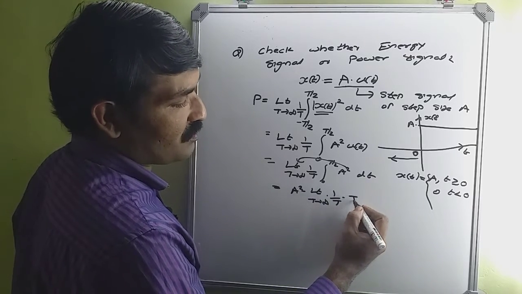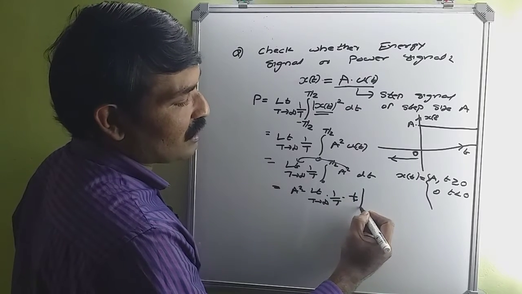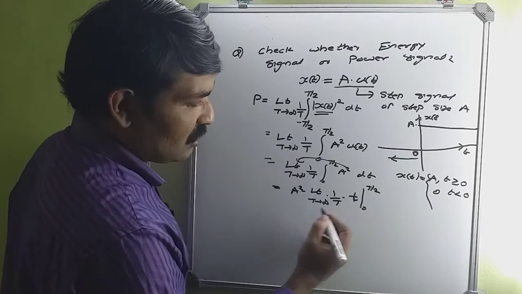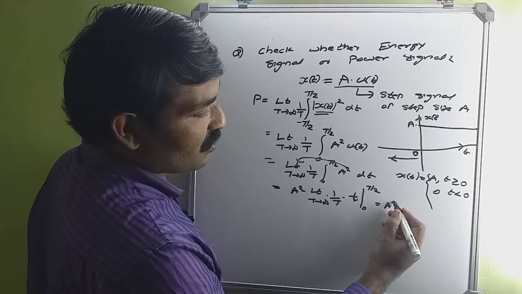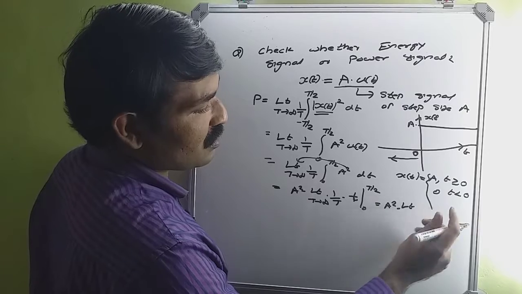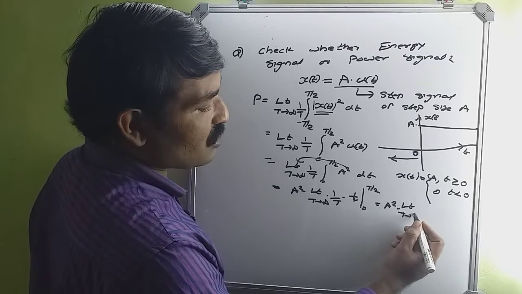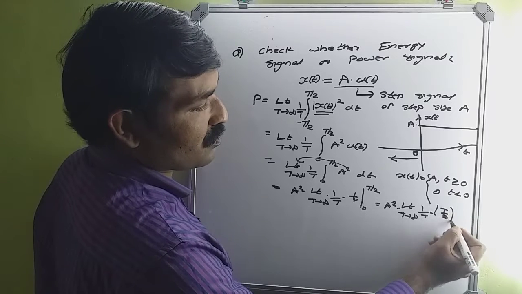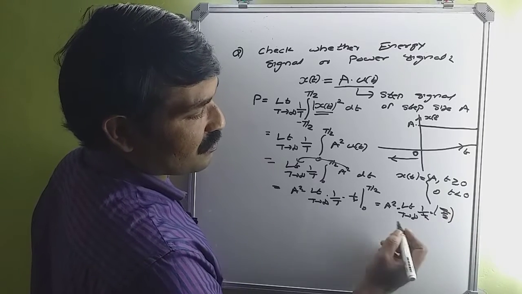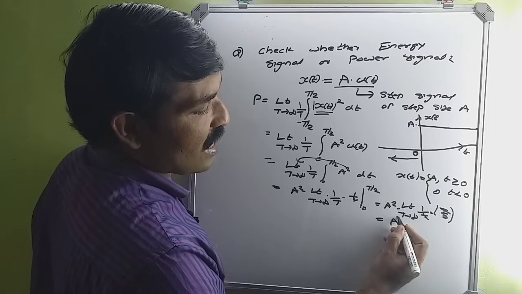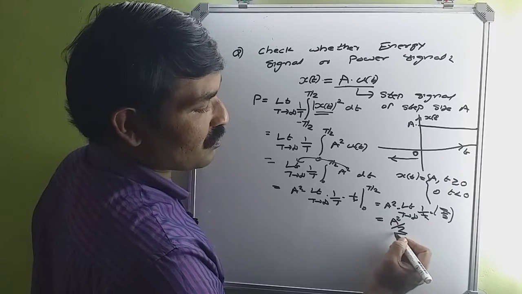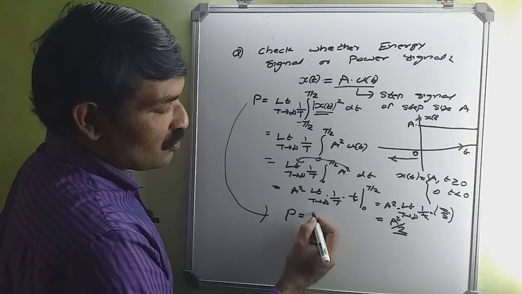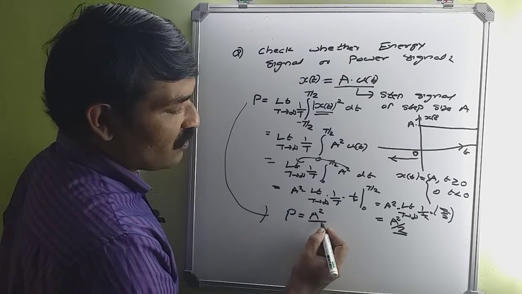Integral dt means t, and applying the limit lower limit 0 and upper limit t by 2. So this is equal to A square into limit t tends to infinity 1 by t into t by 2. This t and t get cancelled. So this is equal to A square divided by 2. So the power of the signal is equal to A square divided by 2.